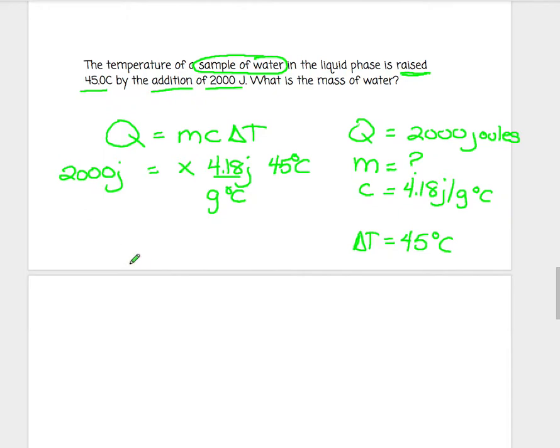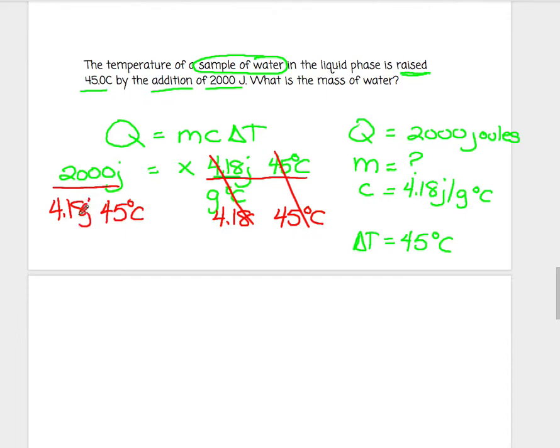Okay. Alright, 2,000. We're going to divide both sides by 4.18 and 0.45. That's what I was going to do. I was going to get a different color pen. So we're going to divide both sides by 4.18, and I'm going to divide both sides by 45 degrees Celsius. And that will cancel these on this side of the equation, and I get 45 degrees Celsius here.